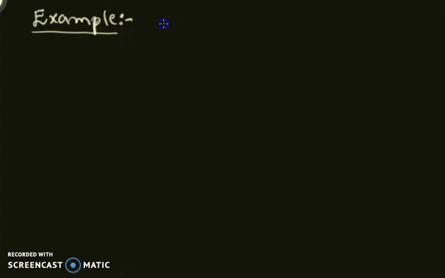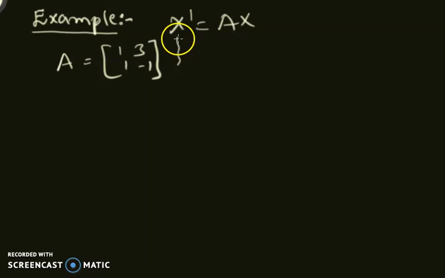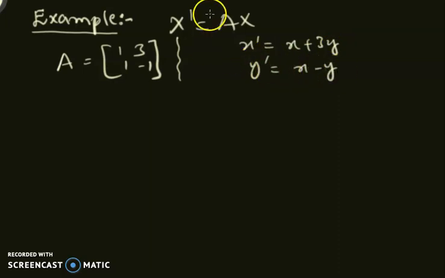So let's consider another example. I'll consider this system x prime equals Ax, where my A is equal to [1 3; 1 -1]. Indeed, it's not hard to show that x prime is x plus 3y and y prime is x minus y for this case. Let's find its eigenvalues first.